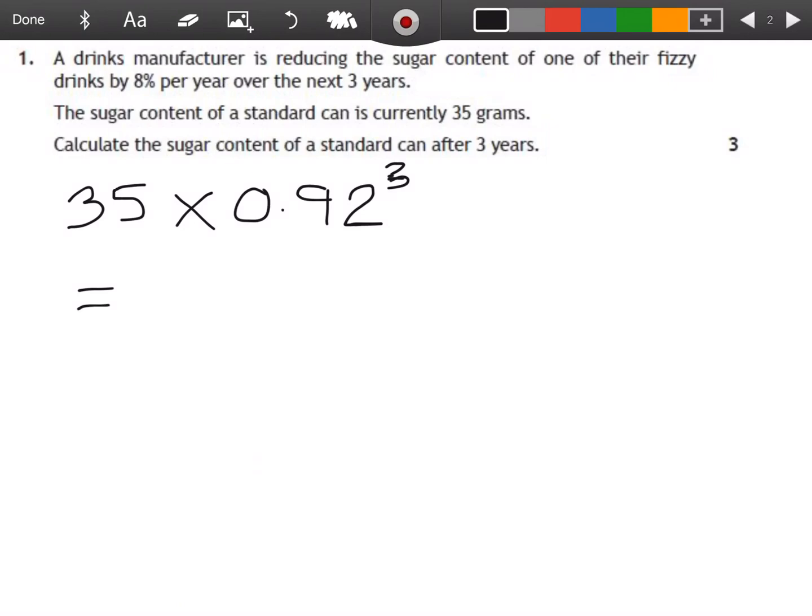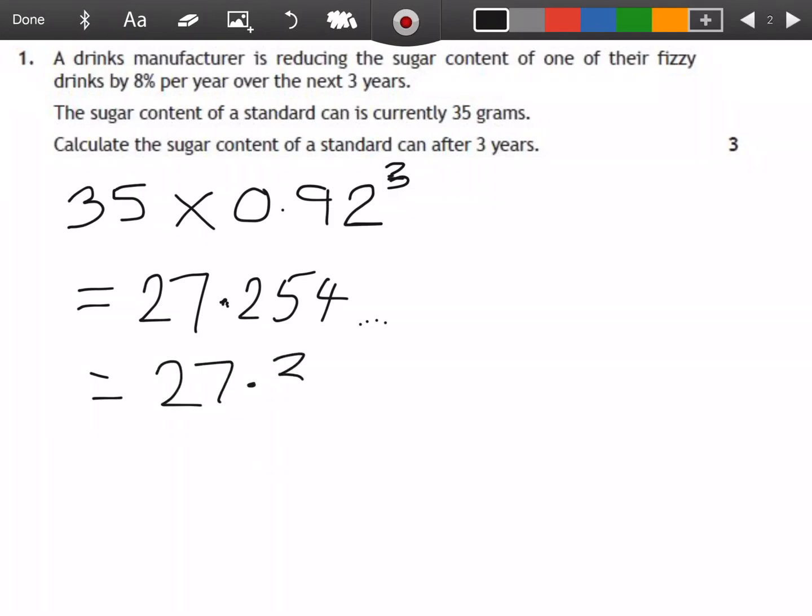Let's get your calculator. Let's see, 35 times 0.92 to the power 3. 27.25. Something like that. And as is the case of any question where you have an answer that is a decimal, I would go back to double check to see if it mentions anything about rounding. Does it mention anything about rounding? No, it doesn't. Please do put the units in. I'll say 27.3. It doesn't matter about rounding. The units, this is grams, I think, isn't it? Yeah, 35 grams. There we go. Okay.